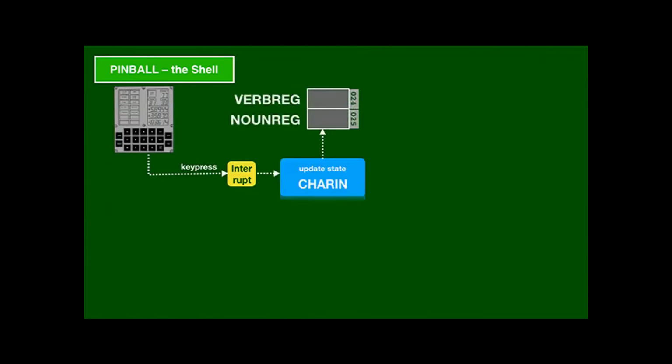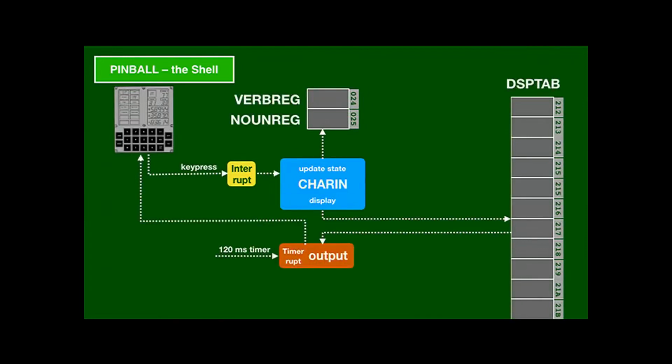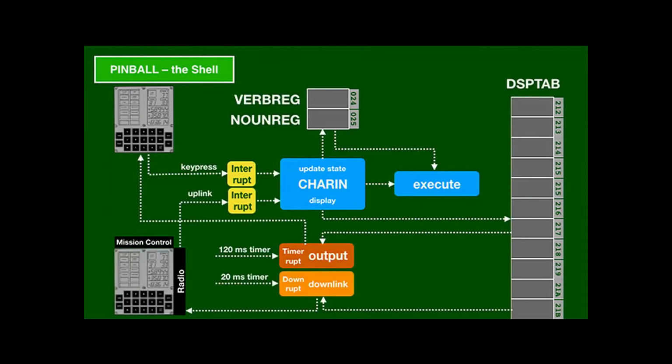The pinball program is the shell of the AGC. Key press interrupts schedule a job that collects the digits for the command and updates an in-memory representation of what should be on the display. The 120 millisecond timer triggers the display update code. When the command is complete, pinball schedules a new job. Mission control has a remote shell in form of a DSKY connected through the S-band radio.